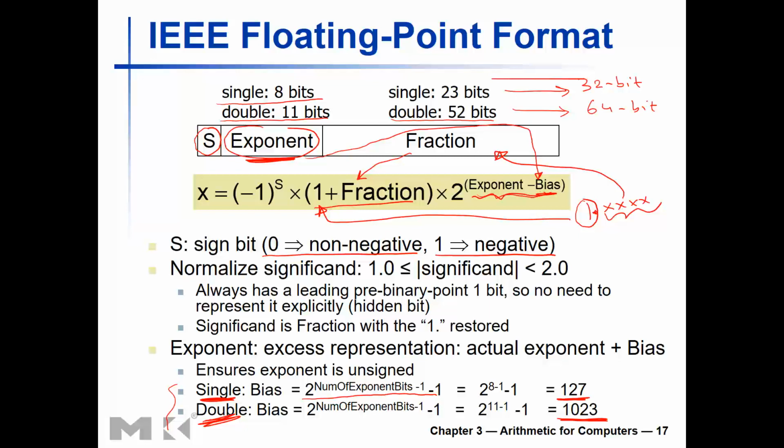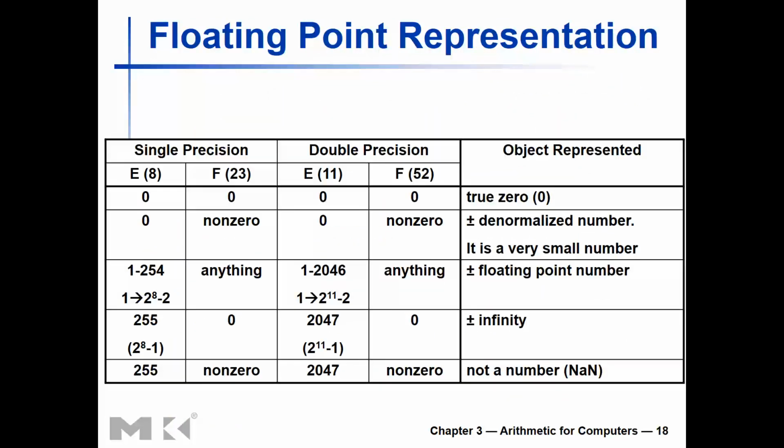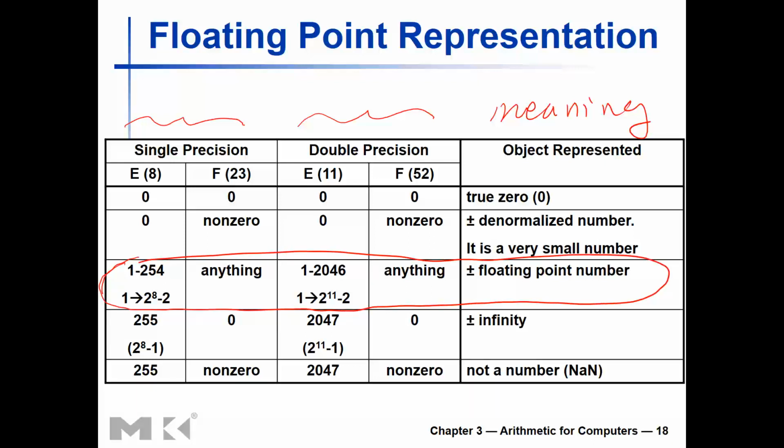Okay, let's take a look here at some of the cases for how this format represents numbers. Notice this is my normal floating number. It gives the cases for single precision and double precision, and this is the meaning of these cases. This is our normal floating number. So when the exponent goes from 1 to the maximum value minus 1, that's when I expect a normal floating number. The fraction can be anything, and we can compute it with the formula that we saw earlier.